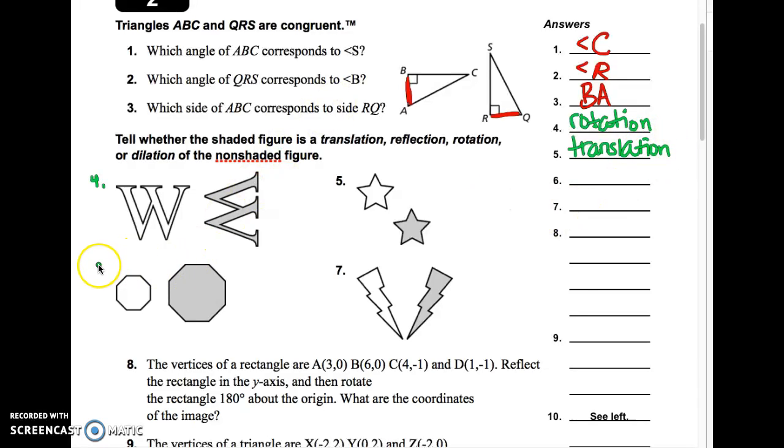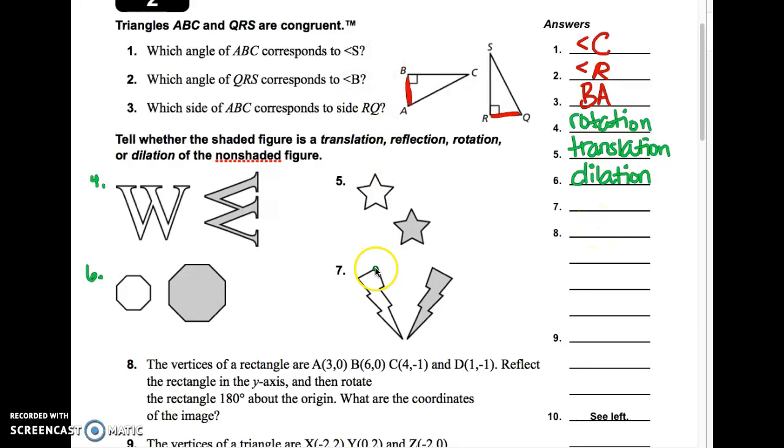Okay, number 6, again, you may need to add in a number 6 right there. Number 6, we have an octagon, or I guess 2 octagons, and if you notice, they are different sizes. The only one of our transformations that changes the size is a dilation. It's the only one that changes the size of a shape.